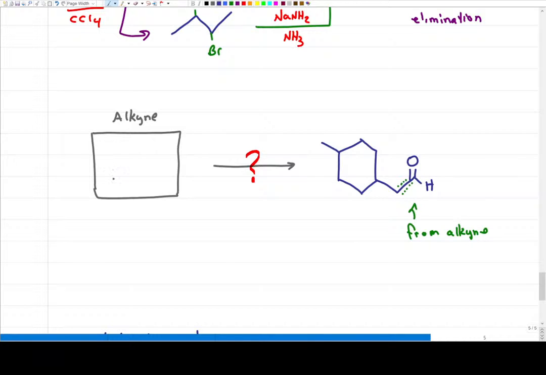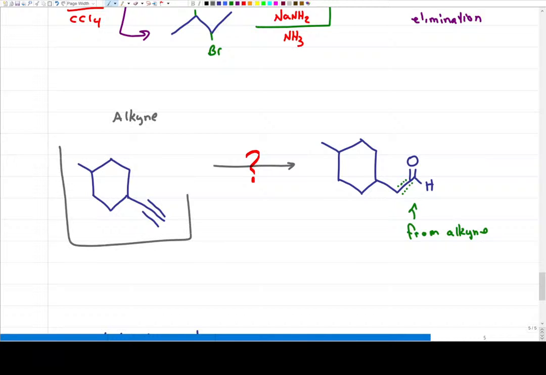Oh, that box is way too small. Let's make it bigger. I have a starting molecule that has the same skeleton with a methyl group here and 1, 2, 3 carbons, but because it's an alkyne, it's linear. sp hybridized means linear, and I have to draw it slightly different.